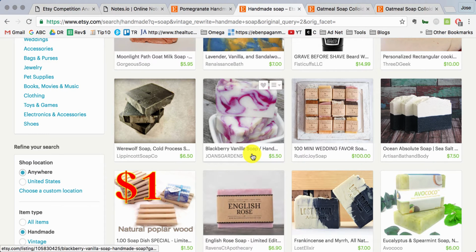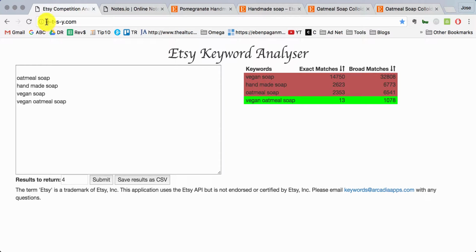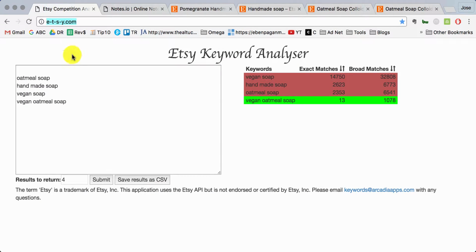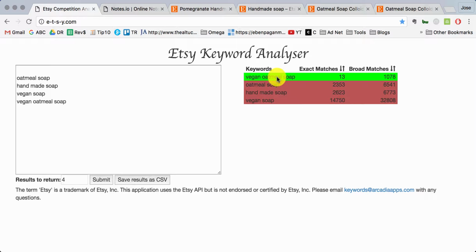All right, so what I'm going to talk about today is how you can use the keyword tool, the URL, which is right up here, etsy.com, and how you can use it to rank better on your Etsy store. So I've taken a subject that I was looking for particularly, which was handmade soaps, and what you're going to do is just put in some different keywords and hit submit. That gives you your set of keywords right over here.